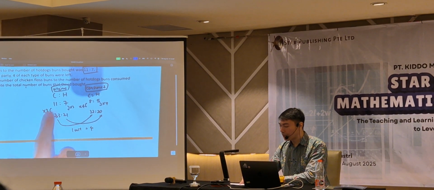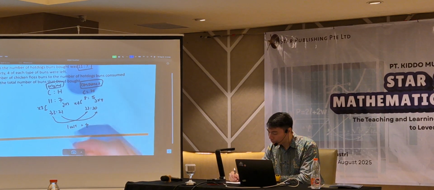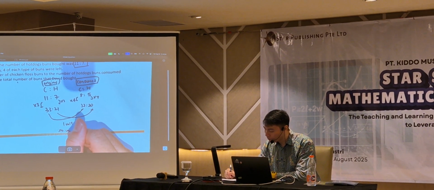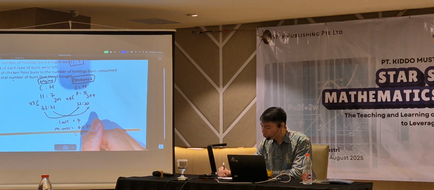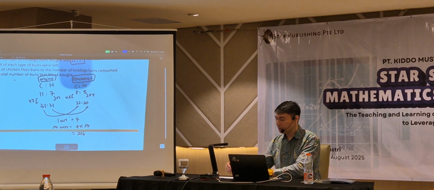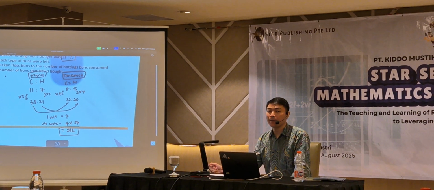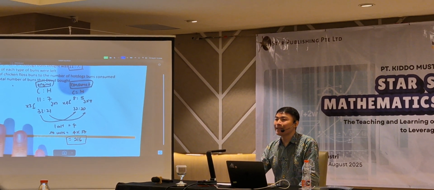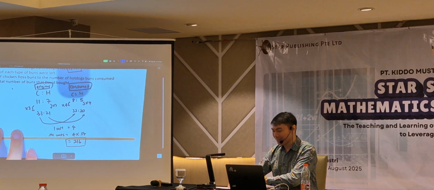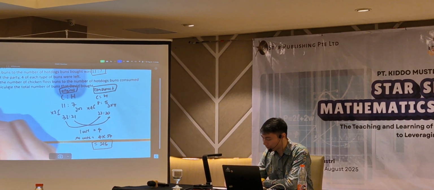So the total number of units would be 54 units. 4 times 54, 216. Right? So this is the original number of buns that David had bought. Can I show this as a model? Of course. Okay, that's the objective for today, to represent as models.